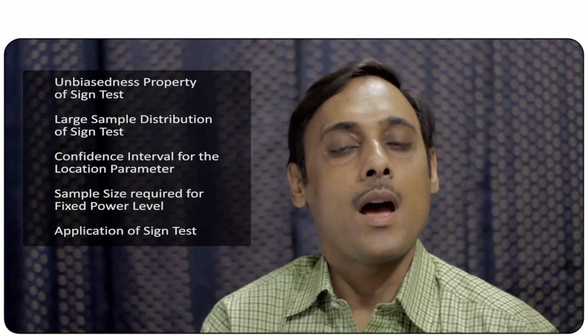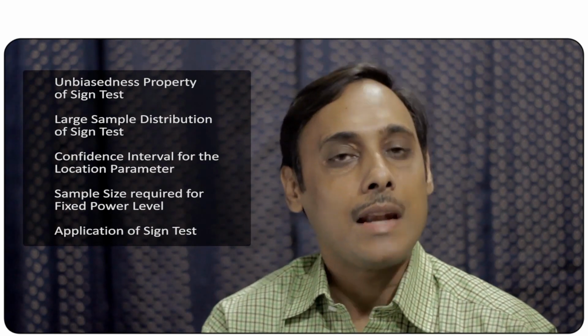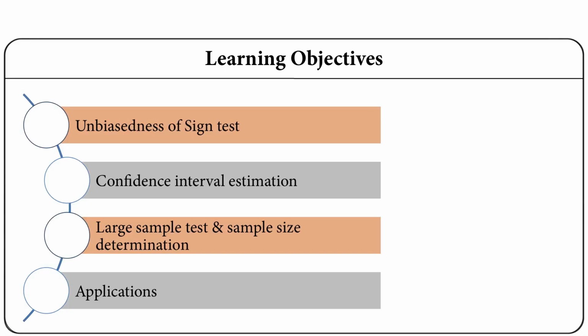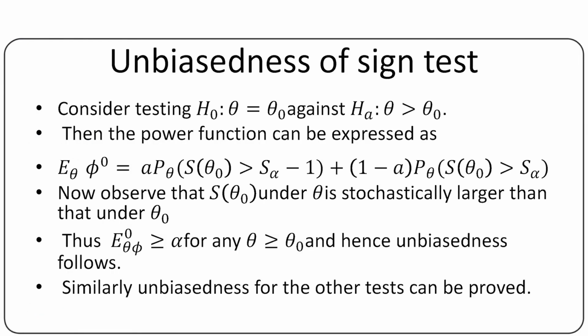Finally, we give an application of sign test, namely the Cox-Stuart test of trend. So, we have discussed sign test statistic. There are some properties, symmetry and consistency. Now, we shall start with unbiasedness and end up with some applications of sign test. Now, we shall start with unbiasedness of sign test.